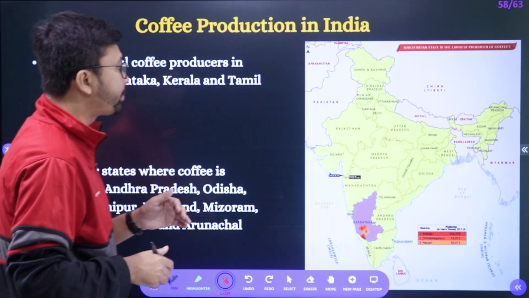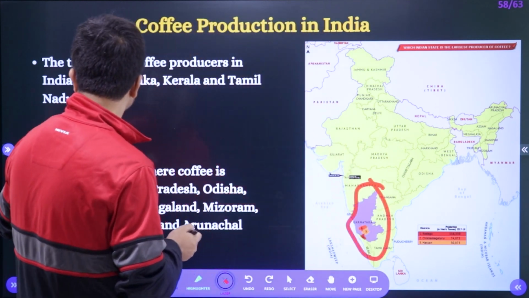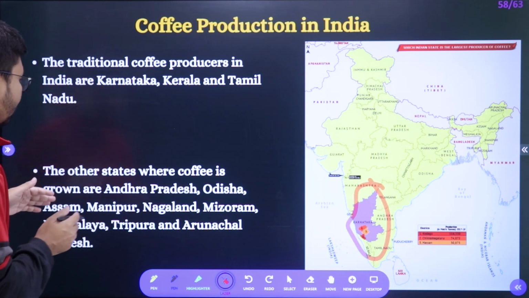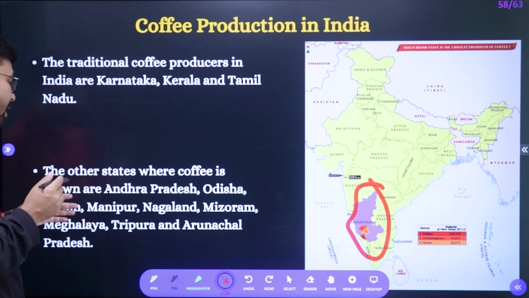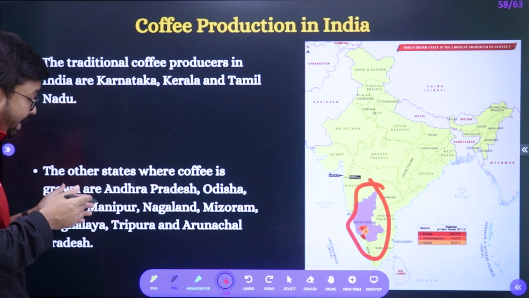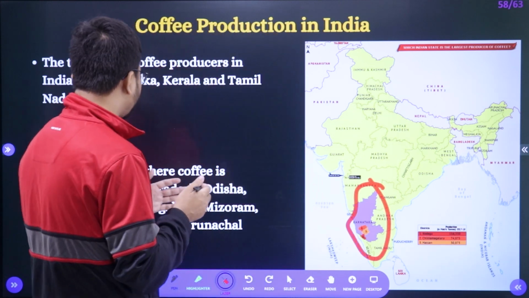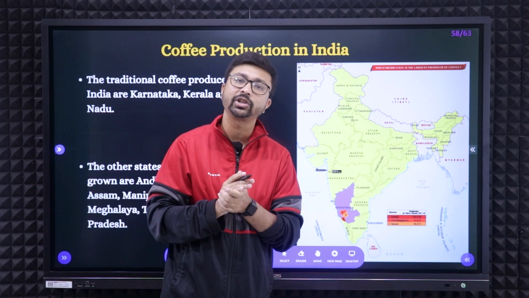Next, coffee production. As I said, the southern part of India is famous for coffee production, especially the states of Karnataka, Kerala and Tamil Nadu. The other states for coffee cultivation are Andhra Pradesh, Orissa, Assam, Manipur and Nagaland. But as I said, those states are famous for tea cultivation, so we focus on tea cultivation more for those states. Now that's it about the beverage crops.